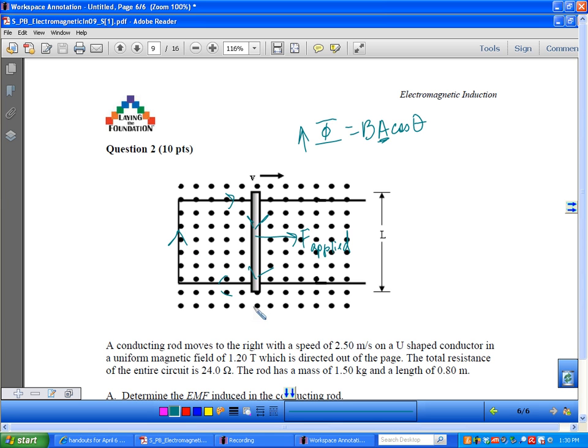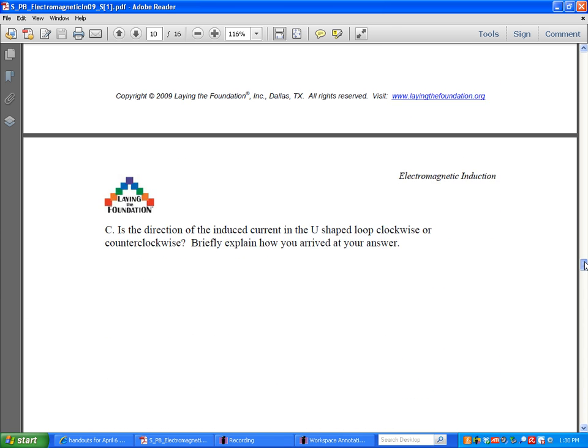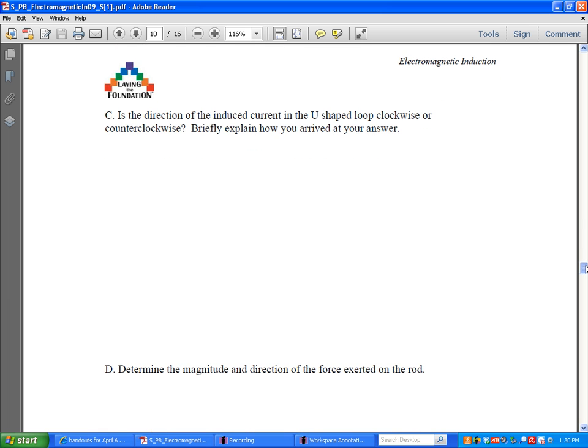Okay? All right, let's move on. I think that was part C, but we kind of jumped ship. Yes, is it going to be induced? Yes, it's going to be clockwise or counterclockwise.